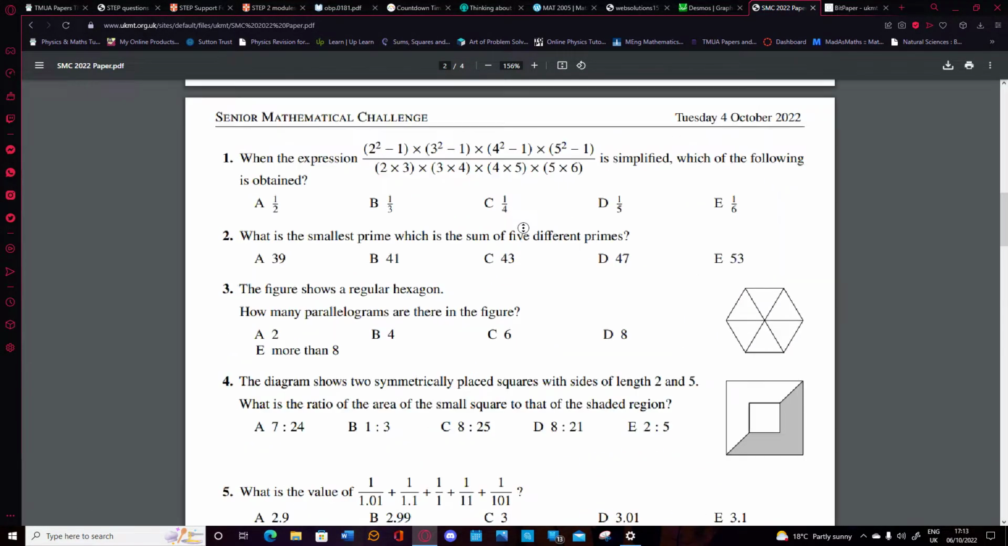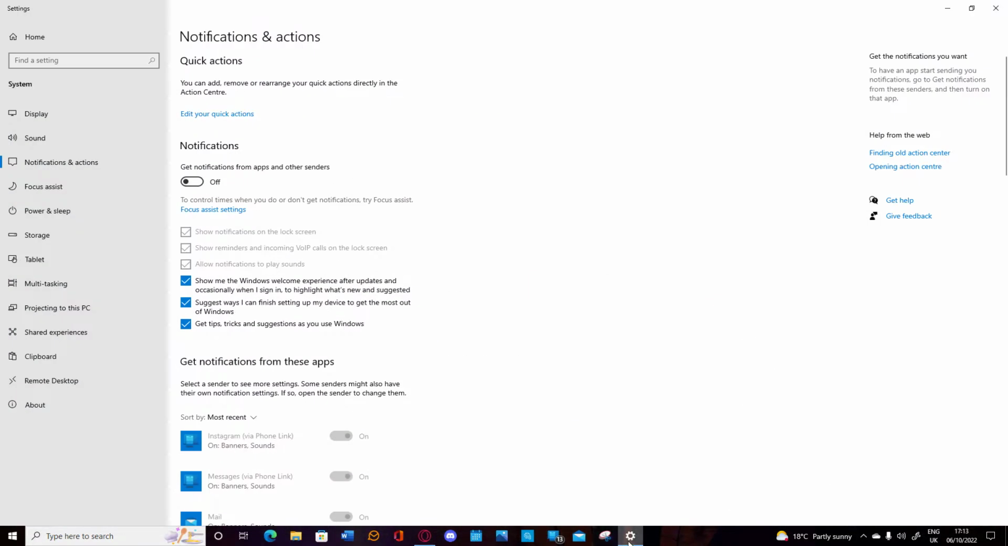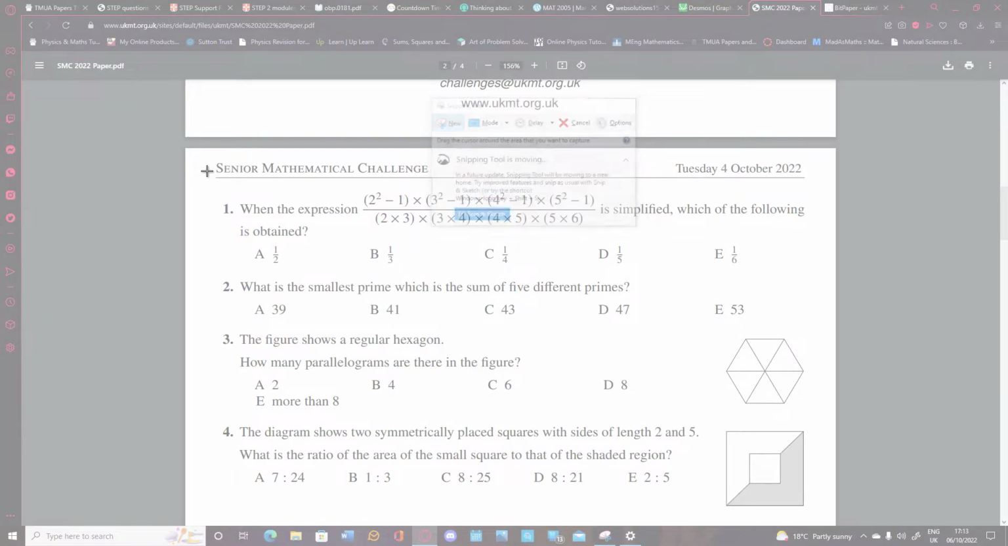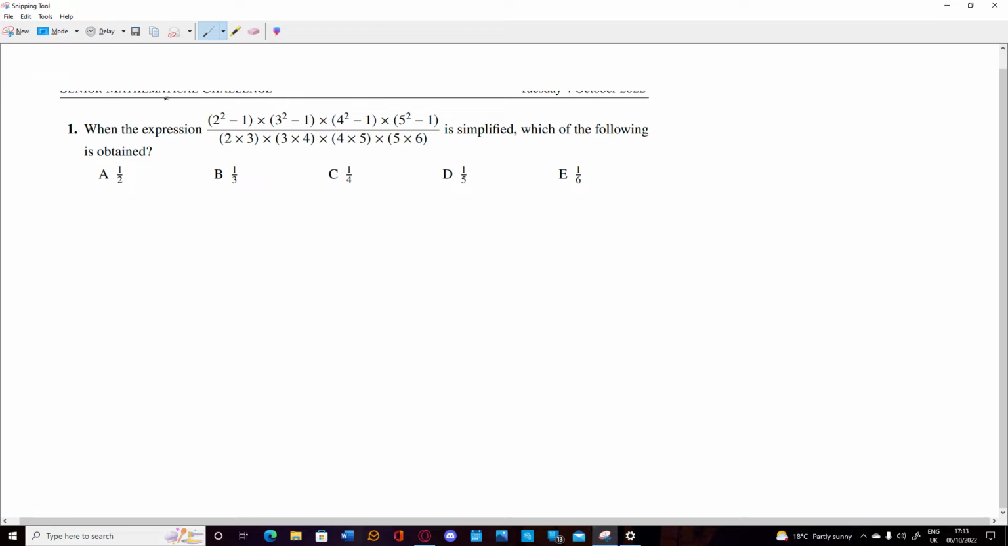Okay, we're going to be starting with: when this expression is simplified, which of the following is obtained? This is a pretty simple one. All we have to do is know the difference of two squares. You could just multiply them up, but it would be much easier if you use the difference of two squares.